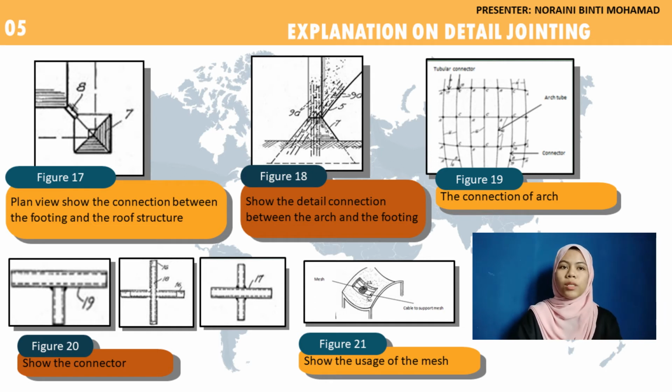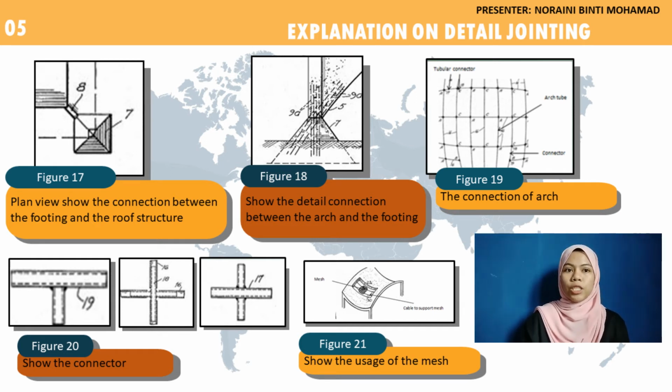Allow me to continue with the explanations of the detail jointing. Figure 17 shows the connections between the footings and the roof structure. The structure is connected by the strap anchor, shown in the figure as number 8, and number 7 as the footing. Figure 18 shows the cross sections of the connections between the arch and the footings of the roof structure. They are connected by reinforced dowels, which can be seen in the figure as 9a. This work strictly needs to follow the standard practice so it can be constructed properly.